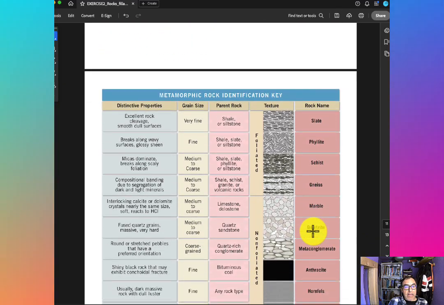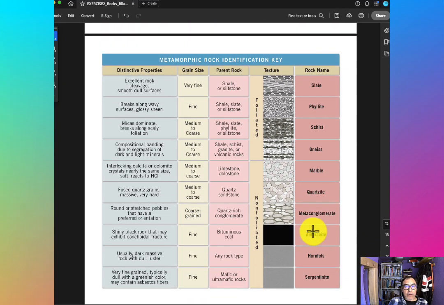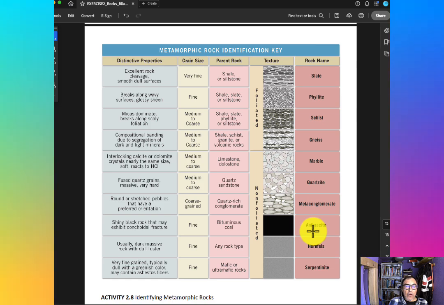We got the table, right? For metamorphic rocks, we're looking at either foliated rocks or non-foliated rocks. Remember, meta means change, and morph is shape. So meta, change, morph, shape. That's what the word means.